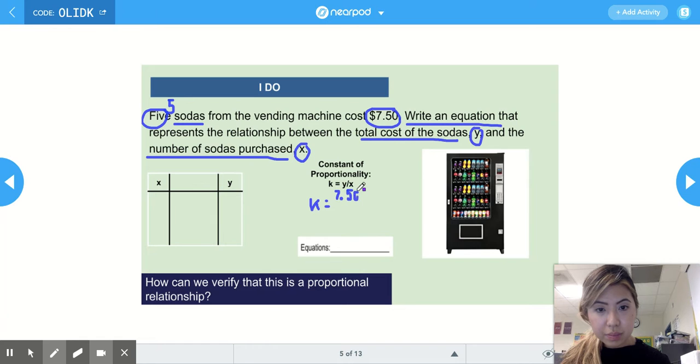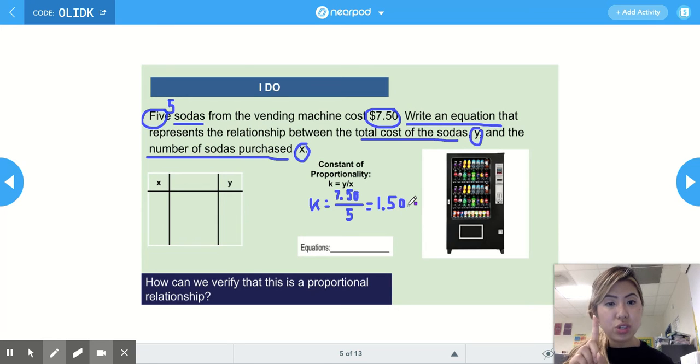over x, which is the number of sodas. So in this case, 5 sodas. So we have $7.50 divided by 5, and we get $1.50. And that means that the cost for one soda is $1.50.